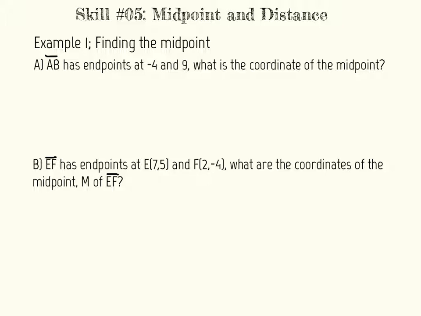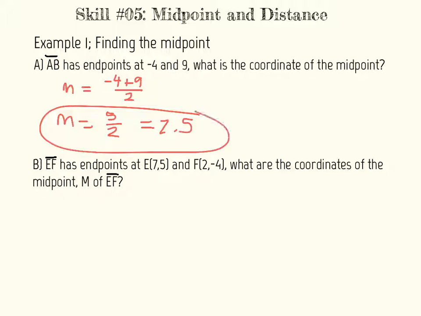So in this one, we're going to find M by taking -4 plus 9 and dividing it by 2 to find the middle. So that's going to give me 5 over 2. If you leave it like that, that is fine, or you could write it as 2.5. That would be the midpoint.